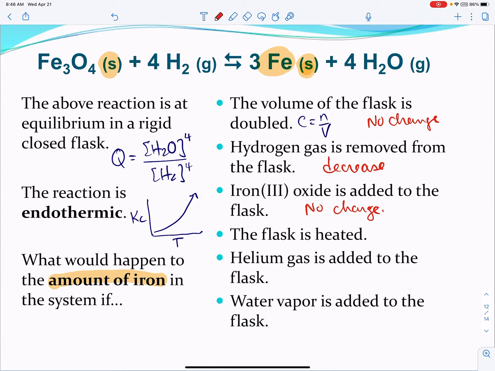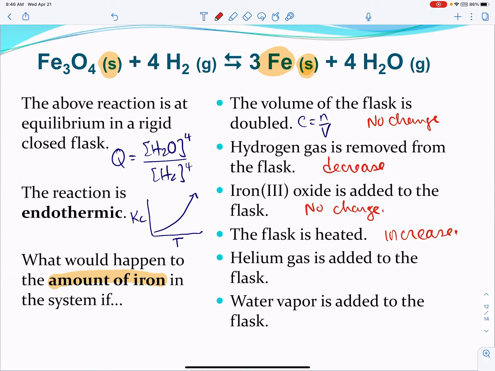If you heat the flask, Q will be unaffected because the concentrations are unaffected by that. The volume of the container was rigid. It doesn't change when you heat it, so the concentrations don't change. So Q doesn't change. Looking at our graph, though, if you heat the flask, the temperature goes up. That will cause Kc to go up because this was endothermic. So if Q didn't change and Kc got bigger, Q is now less than Kc, and a forward reaction will occur. If the reaction shifts forwards, we're going to produce more iron, so it'll increase.